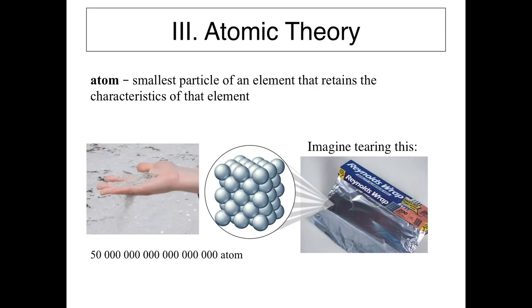This is how many atoms there are. Can you even say this number? That's 50 million atoms. That's how small it is. Only at this magnitude can we actually visualize the atoms. Mind-boggling, right?